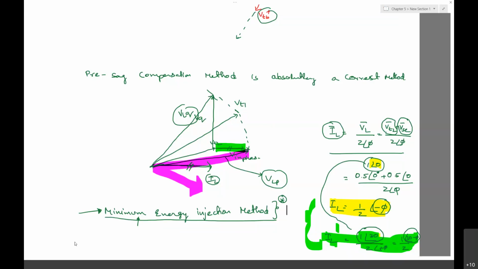In the next class, I'm going to explain about the voltage quality improvement by the series active power filter, by the DVR also.